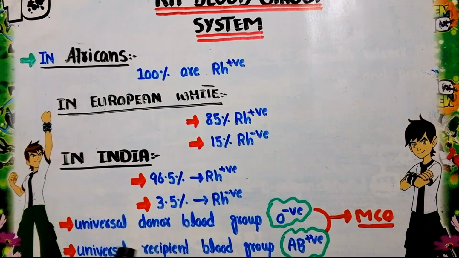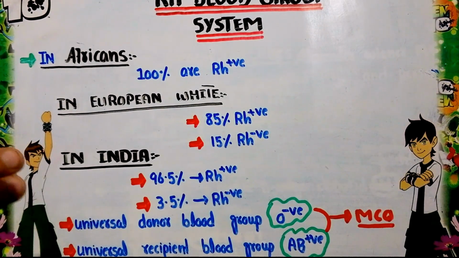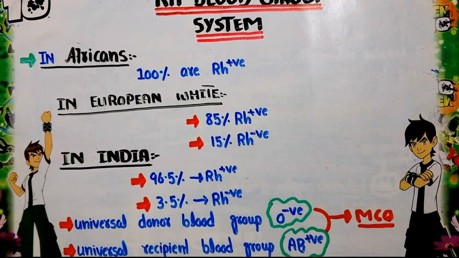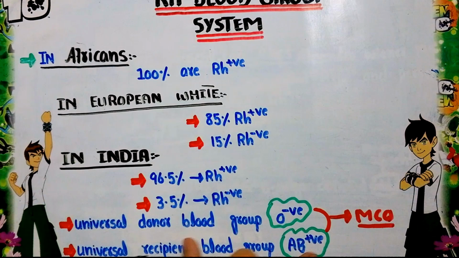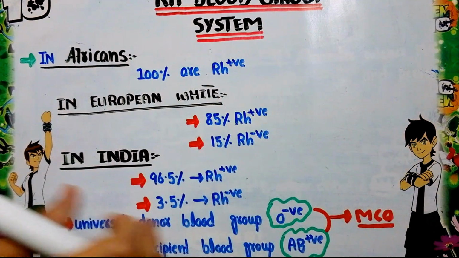While the universal recipient blood group is AB positive. This blood group does not have any type of antibodies: neither A antibodies nor B antibodies in the ABO system, nor Rh antibodies. All types of antibodies are absent in the AB positive blood group. That's why it is called the universal recipient blood group. These two points are very important from the MCQ point of view.